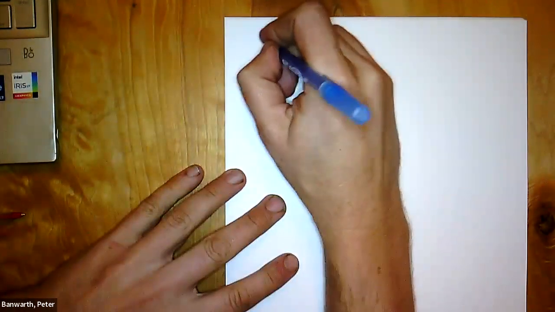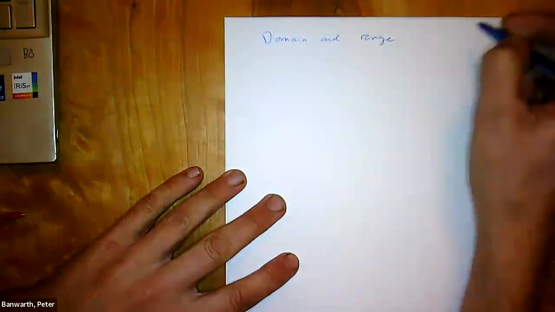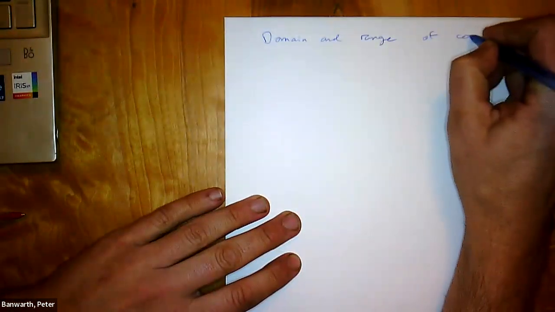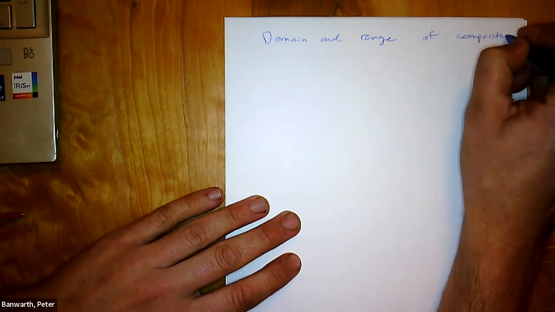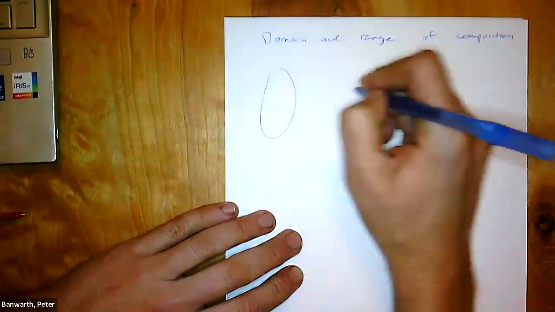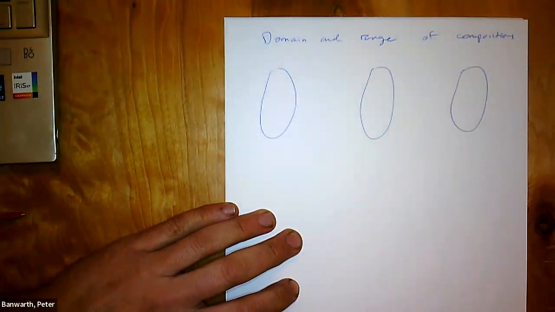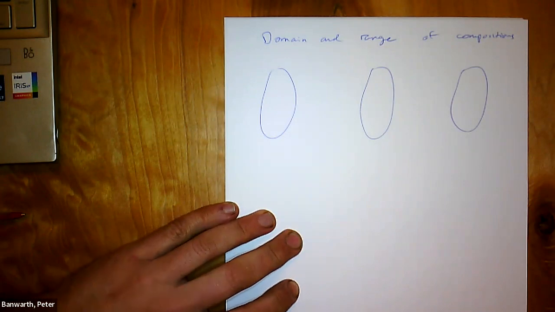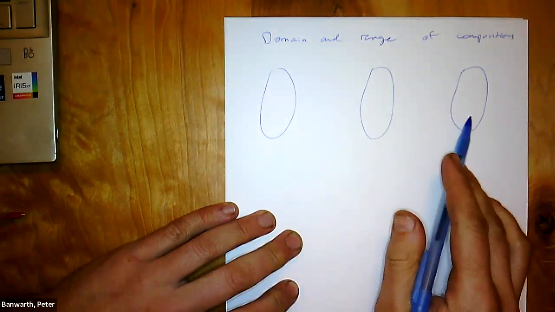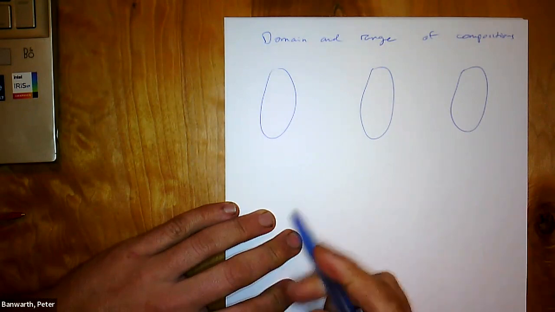Speaking of inputs and outputs, let's think about domain and range. And sometimes we draw them with a diagram like this. I'm going to come up with a function that I think will help illustrate both how to think about domain and range, and also to think about the order in which you compose.